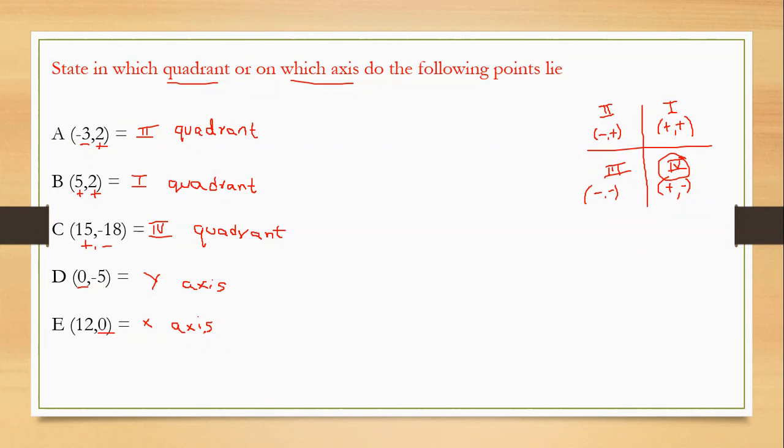A (-3, 2), second quadrant. B (5, 2), first quadrant. C (15, -18), fourth quadrant. D (0, -5), y-axis. E (12, 0), x-axis.